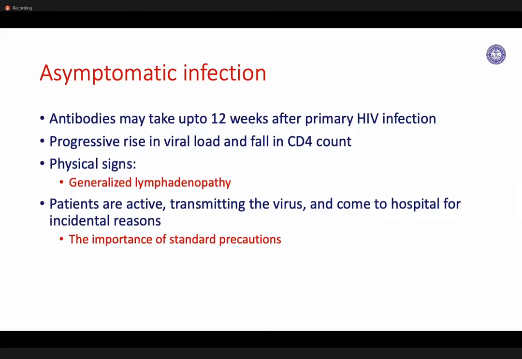They may come to hospital for other reasons like appendicitis or childbirth, or after an accident, they might come for a toxoid injection or a suture. If you examine them, you will find that they have those lymph nodes, which I mentioned earlier. So patients are very active, they are transmitting the virus, and they come to hospital for other or incidental reasons, which is the reason why you must all practice standard precautions on all patients who come to hospital. So learn about standard precautions.